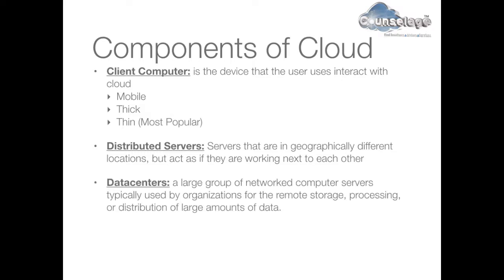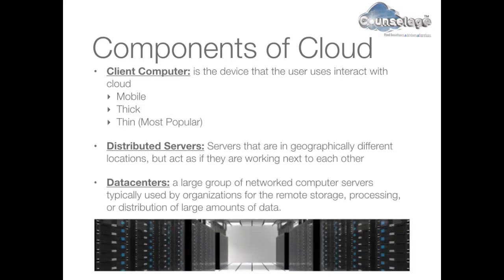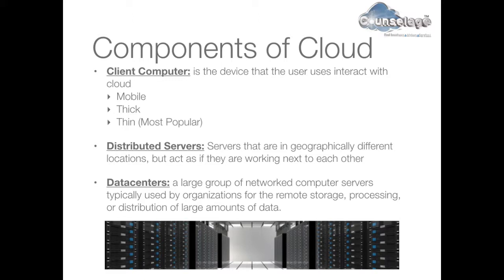Then we have something called a data center, and they look like this. A data center is actually a collection of servers where applications are placed and accessed via the internet. So to say, it is basically a large group of networked computer servers, right? Then there is also something called a central server.